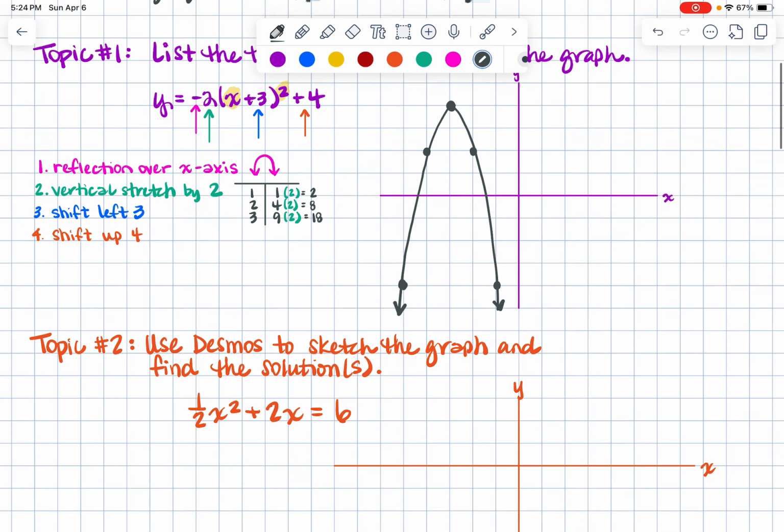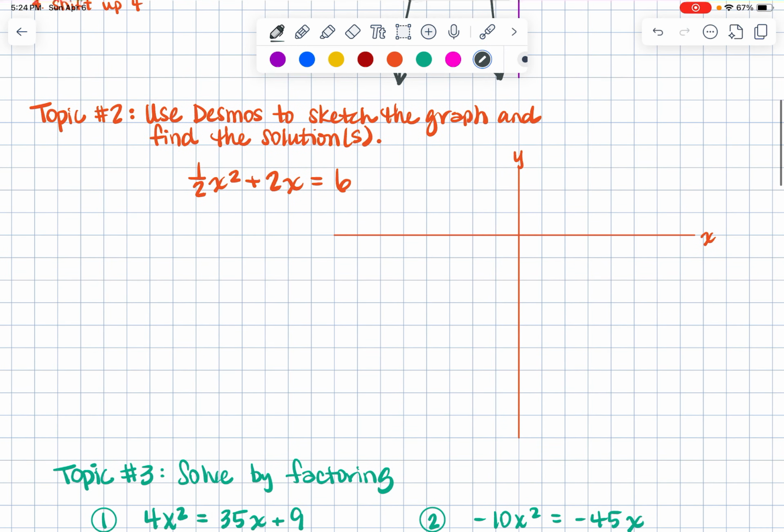All right. The next one is using graphing to find your solutions. Please remember what solutions are, right? Solutions are your x-intercepts. Okay, I cannot stress that enough, right? When you are solving a quadratic, you are finding its x-intercepts.